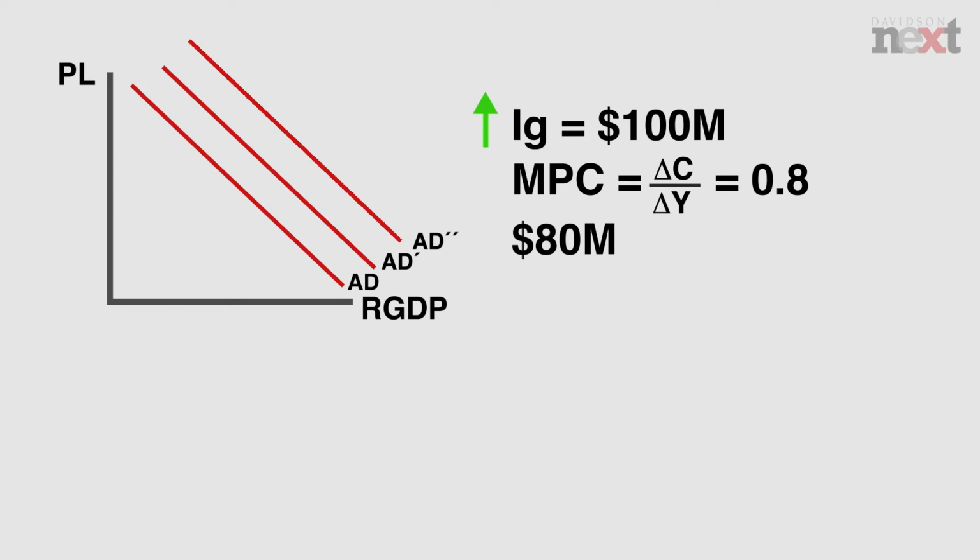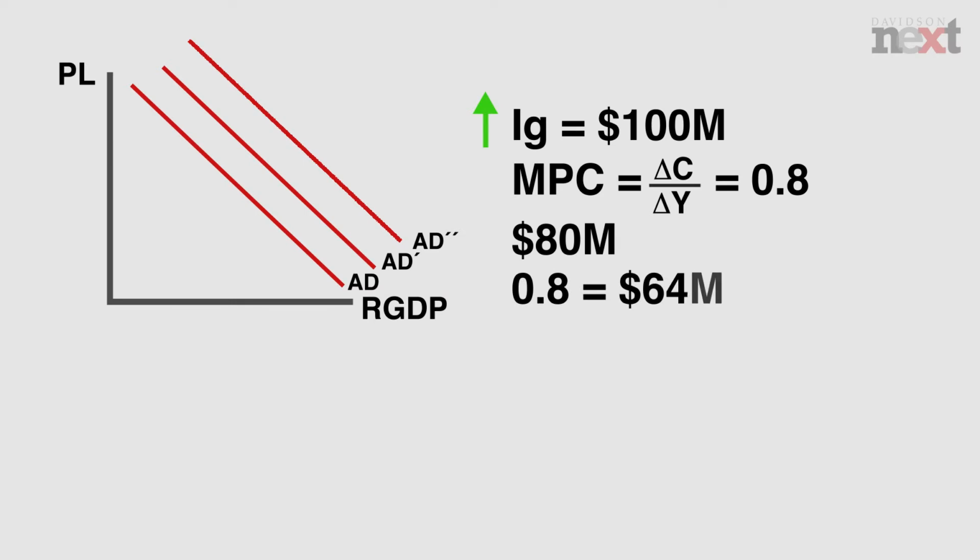$80 million. That represents additional or new income in the amount of $80 million to the suppliers of those consumer goods and services, and they're going to increase consumption by 80% of that new income, or $64 million, which would shift the aggregate demand curve again to the right by another $64 million. Now, this process theoretically can go on and on, where new income is generating new spending.